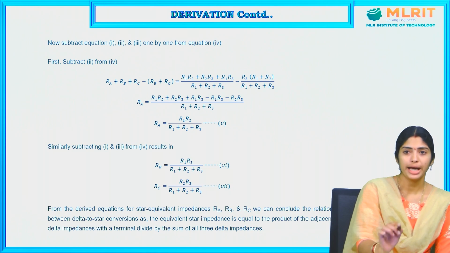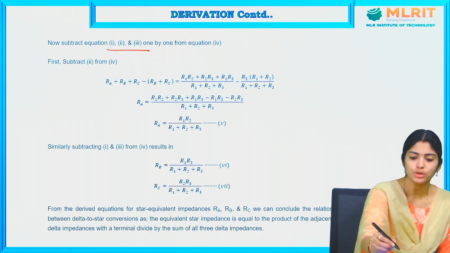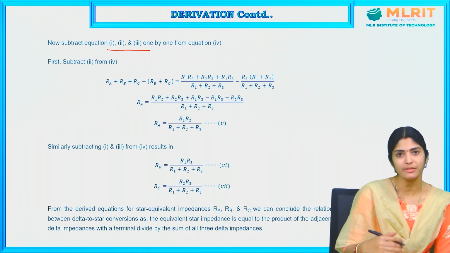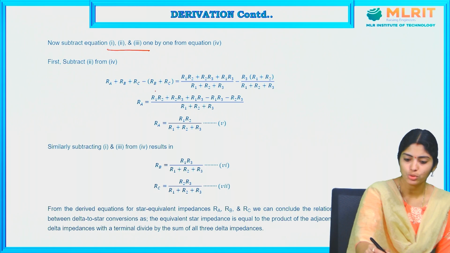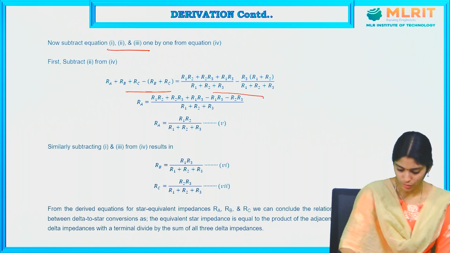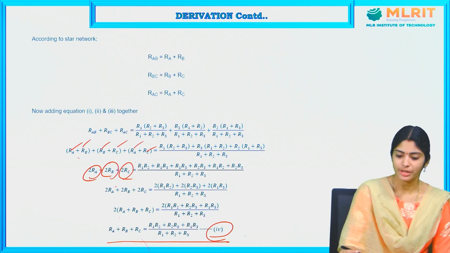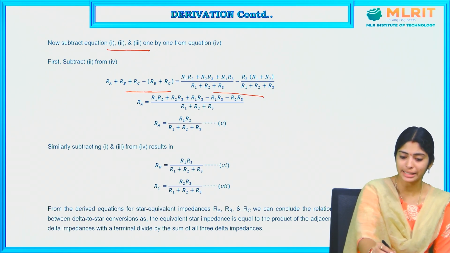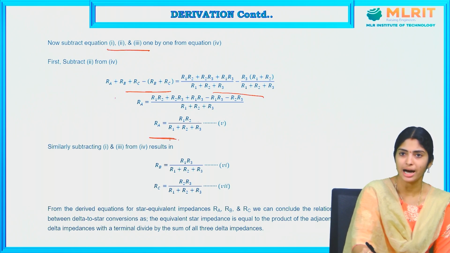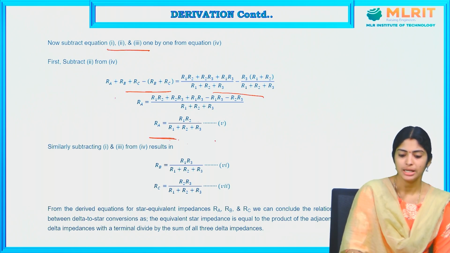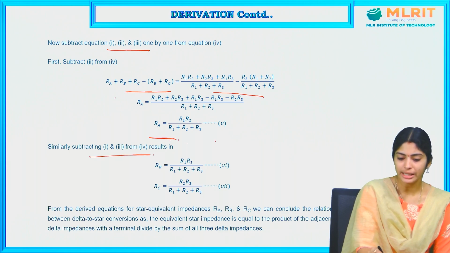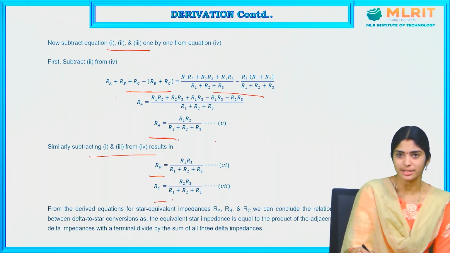Now we have to subtract equations 1, 2 and 3 one by one from equation 4. First subtract equation 2 from equation 4. Equation 2 is this one, and equation 4 is this one. Subtracting the values, we get the RA value: RA is equal to R1 R2 by R1 plus R2 plus R3. Similarly, if we subtract 1 and 3 from 4, we will get the RB and RC values.